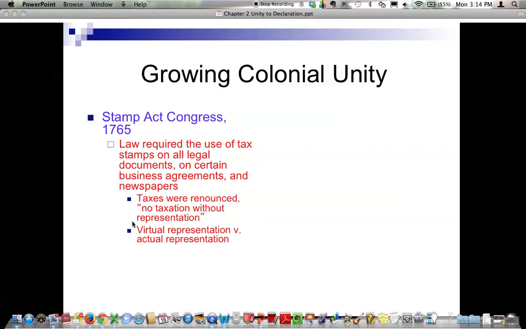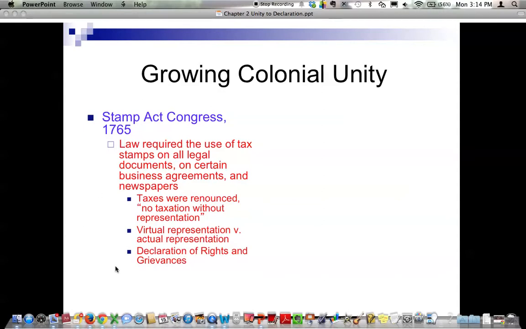imposed. There are several phrases that we say, virtual versus actual representation. The colonists were frustrated because they did not have a voice in Parliament, in the House of Commons. They wanted actual representation. And when they requested that, Parliament and the King responded with, well, you don't need a person. We are representing all of you. All of us have a say in what is happening in America. So you do not need a single person to represent you. And so they called that virtual representation, and the colonies were not very happy with that.